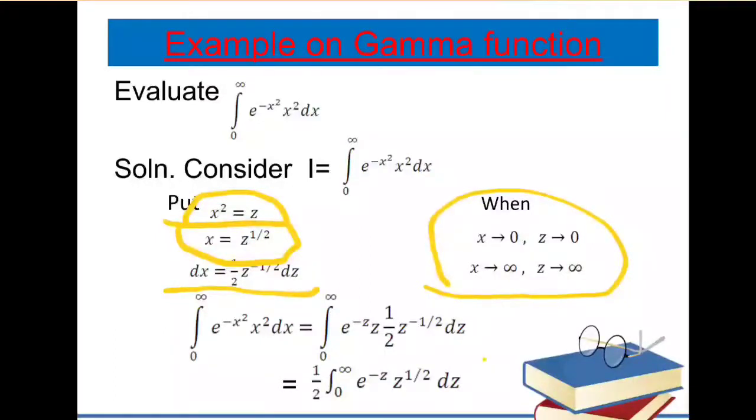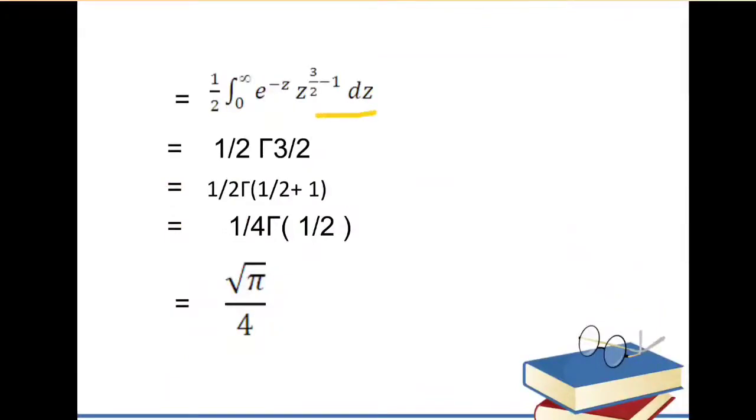If we put all these values in this integral, then we get this type of integral. Now here use the definition of the gamma function. For that we have to write z raised to the power in the form of n minus 1. That is, 1 by 2 we can write as 3 by 2 minus 1. So it is the definition of gamma of 3 by 2.